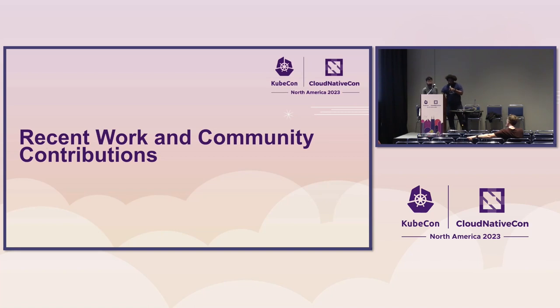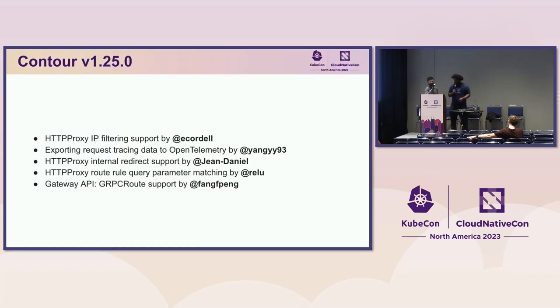Yeah, so Contr is a community-driven project, and we want to talk about how you all can get involved and also just highlight some of the awesome things that members of our community have been doing. So all of the features that you see up here were proposed by community members and had implementations from folks who are submitting feature requests. We've got a public roadmap, and we're open to hearing how you all want to move the project forward. And we wanted to call out a few of our contributors here. So the HTTP proxy IP filtering support, and we've got the exporting of request tracing data to OpenTelemetry.